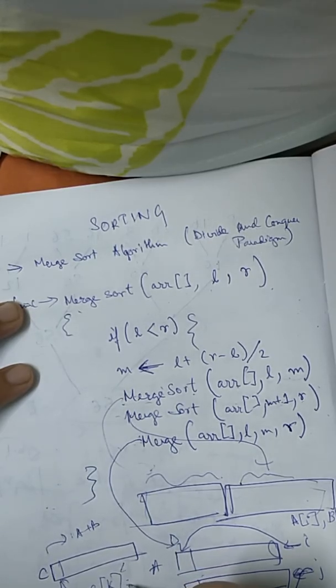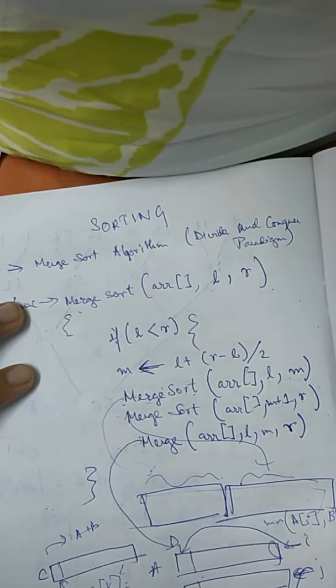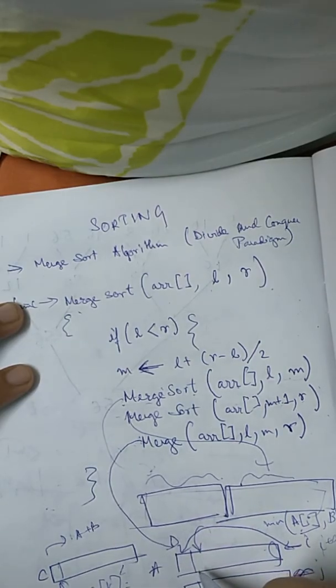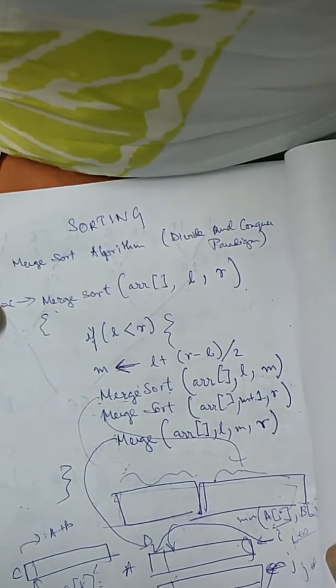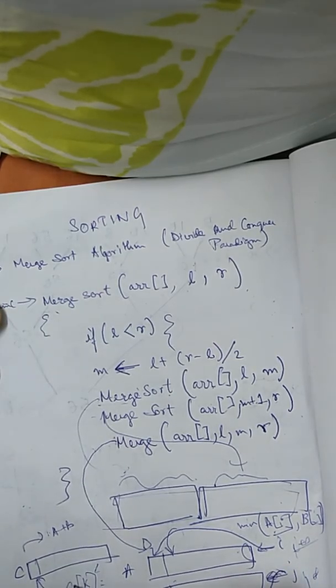C of K will be the minimum of A of I and B of J. If the minimum is A of I, we'll do I plus plus, so my I will point here, and we'll do a K plus plus. If the minimum is B of J, instead of I plus plus, we'll do a J plus plus, and we'll copy B of J to C of K, and we'll do a K plus plus.